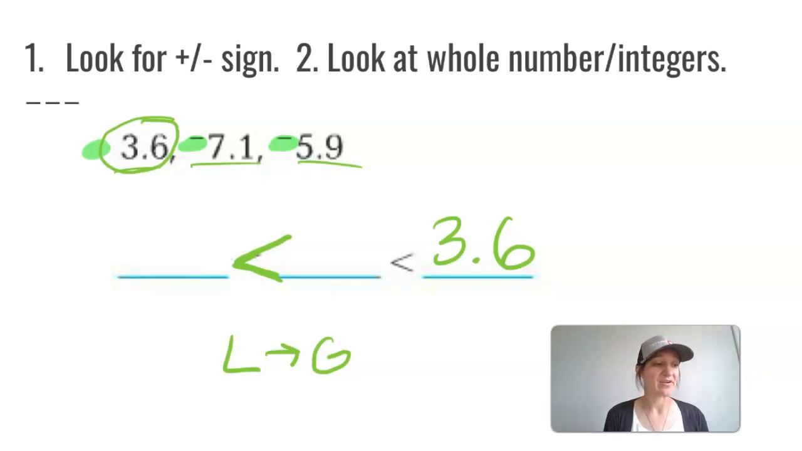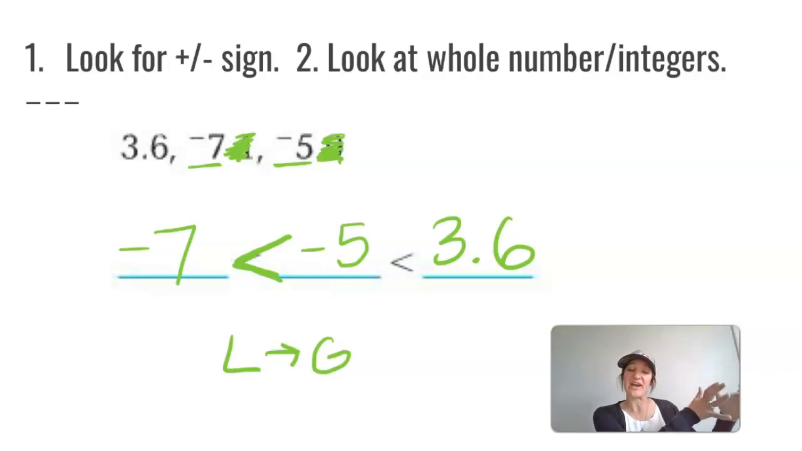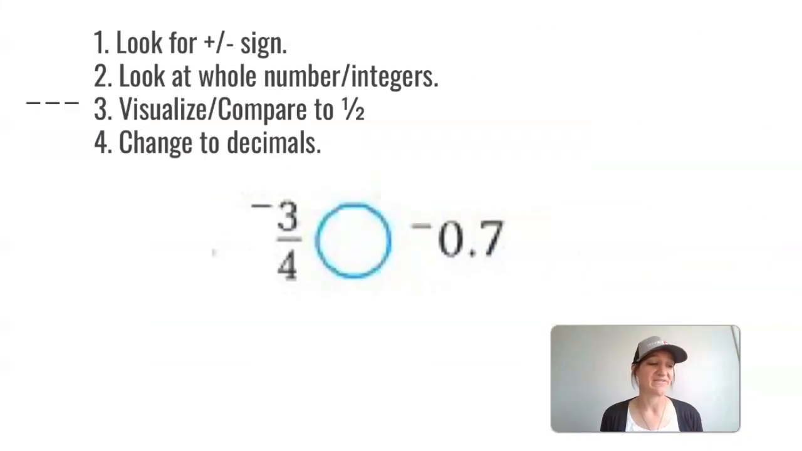Now what I'm going to look for is the whole number in front, the integer in front, right? So I have a -7 and a -5. I don't even have to look at the decimal part of this because I can already tell that they're different. -7 is more negative than -5. -7 is the smallest. And then -5 is a little bit closer to 0, a little more to the right, and then 3.6 is the furthest to the right. So I didn't even need to do anything with those fractions and decimals because the integers were different.